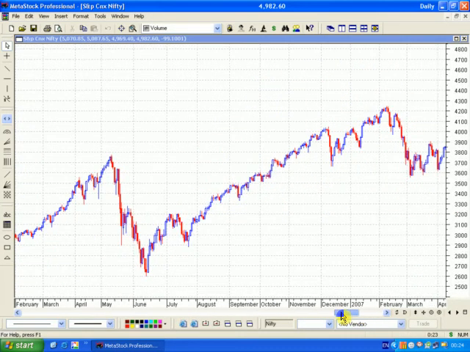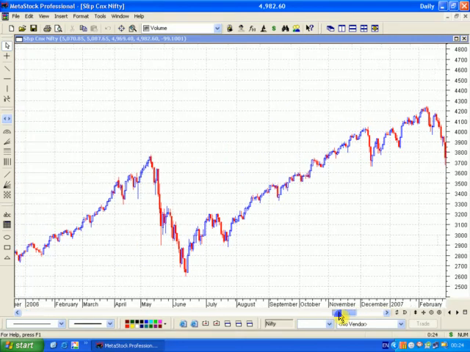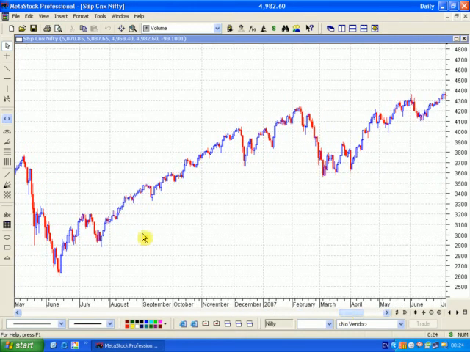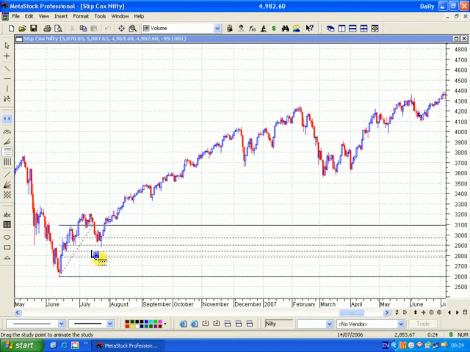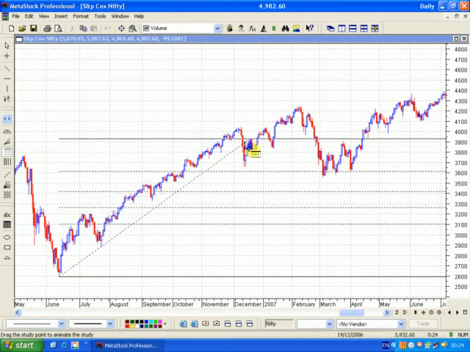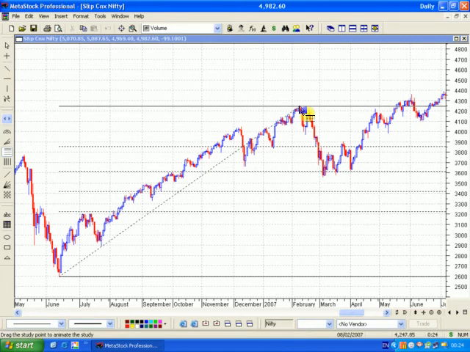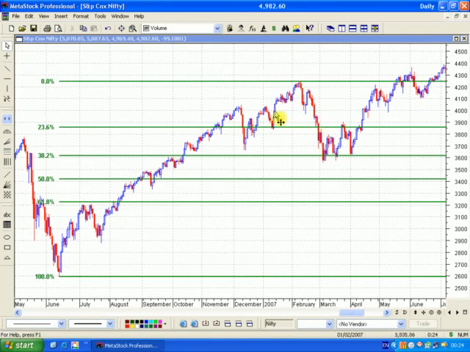Now I've got the chart of the Nifty here. I would like to take a couple of examples of Fibonacci. Now if we take this rise here in Fibonacci, what we basically do is we connect a high to a low or a low to a high and try to predict where the market should find support.